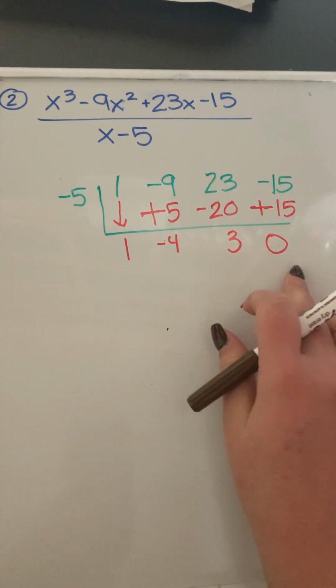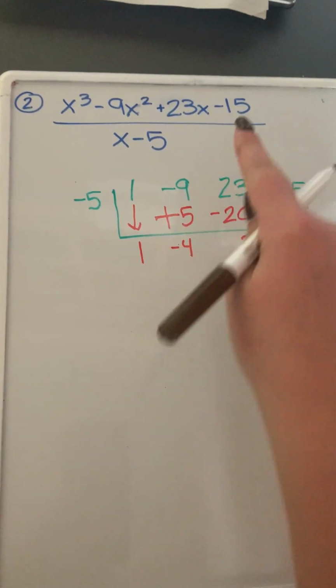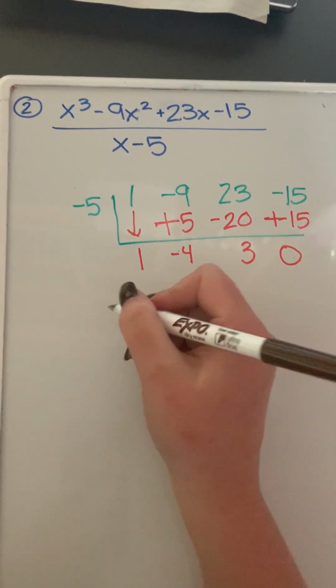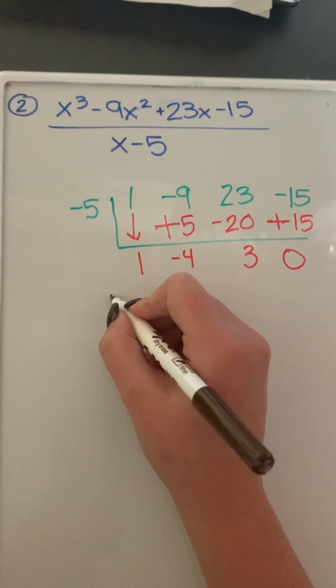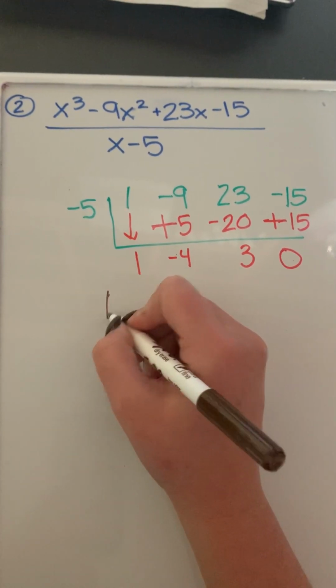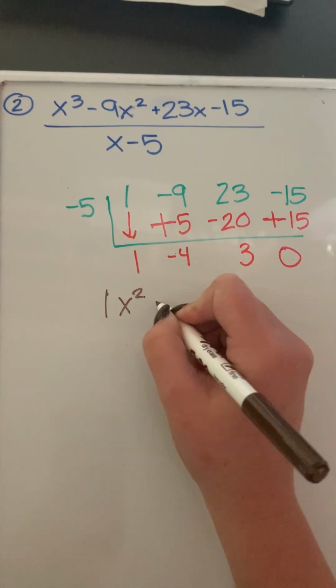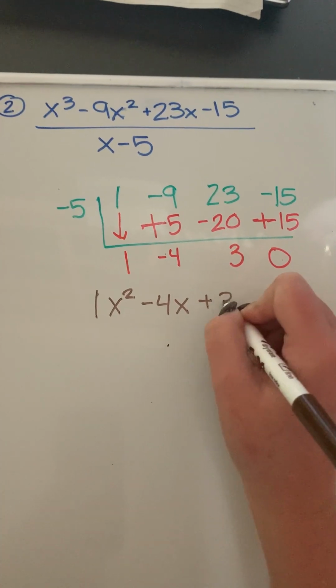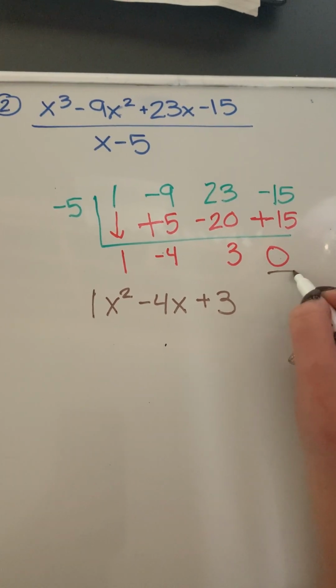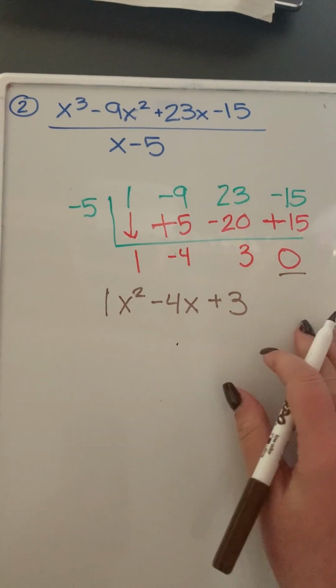We're going to take these coefficients and place them with their exponent in the variable that matches. So 1x squared minus 4x plus 3. And again, there's a 0 remainder, so we don't have to do anything else.